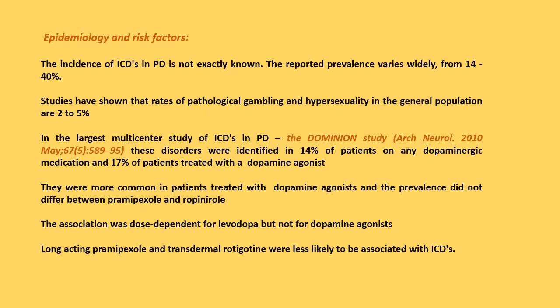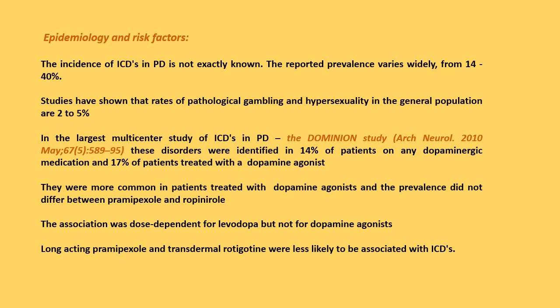Epidemiology and risk factors. The incidence of ICDs in PD is not exactly known. The reported prevalence varies widely from 14 to 40%. Studies have shown that the rates of pathological gambling and hypersexuality in the general population is 2 to 5%. In the largest multicenter study of ICDs in PD, the DOMINION study, these disorders were identified in 14% of patients on any dopaminergic medication and 17% of patients treated with a dopamine agonist.